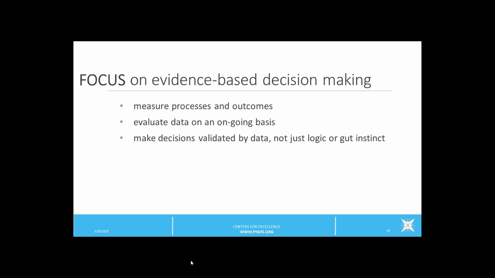A third key principle of quality management is using evidence-based decision-making, and that does mean data. An organization with a quality culture will measure both processes and outcomes, evaluate data on an ongoing basis, not just when or if problems are identified, and make decisions validated by data, not just logic or worse, gut instinct.